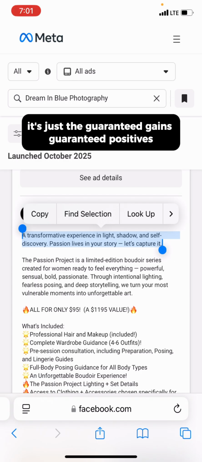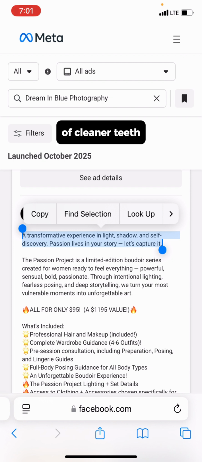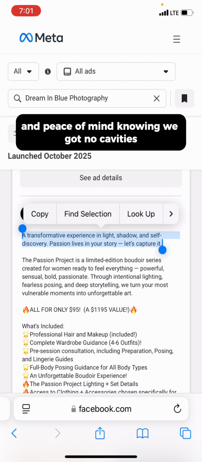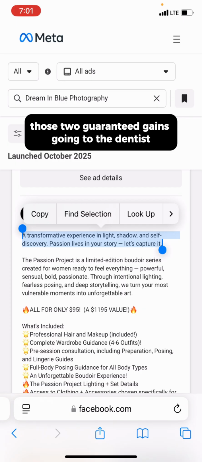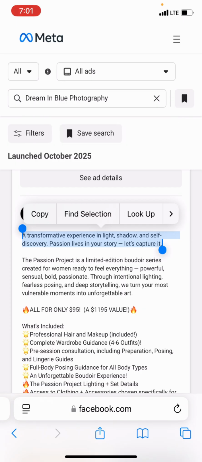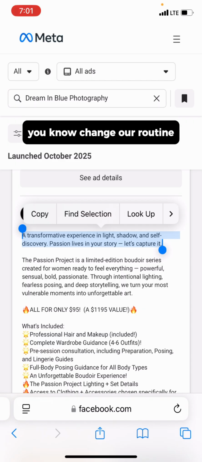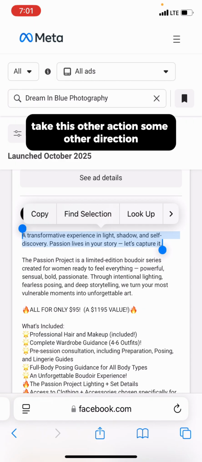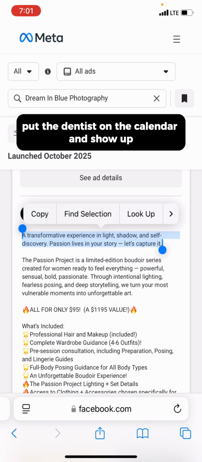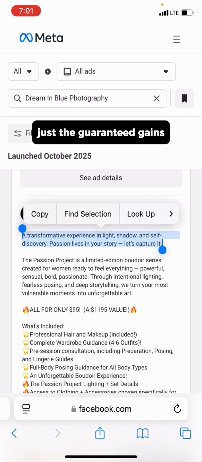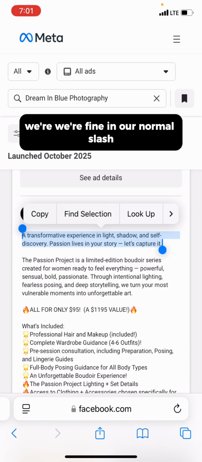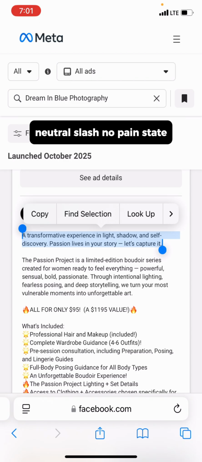And again, dude, it's just the guaranteed gains, guaranteed positives of cleaner teeth and peace of mind knowing we got no cavities. Those 2 guaranteed gains of going to the dentist, they're not enough for us to change our routine, take some other direction, put the dentist on the calendar and show up. Just the guaranteed gains, guaranteed positives are, again, not enough for us to take action. We're finding our normal / neutral / no pain state.